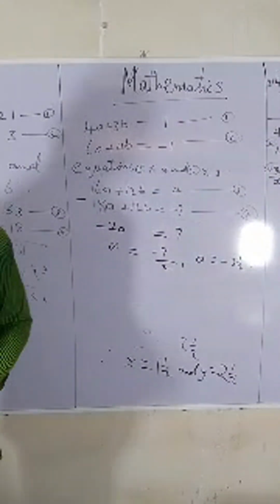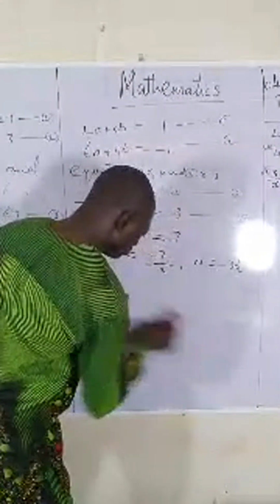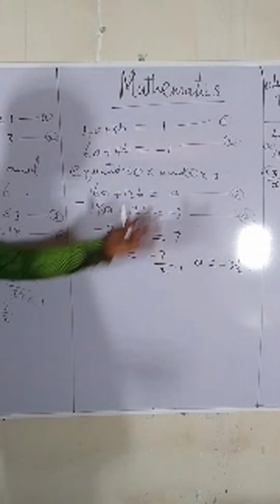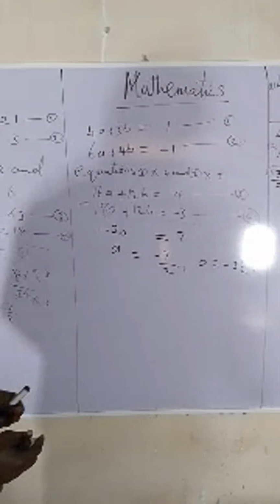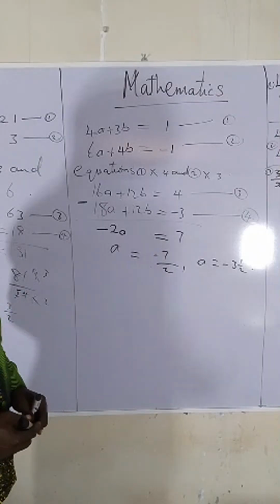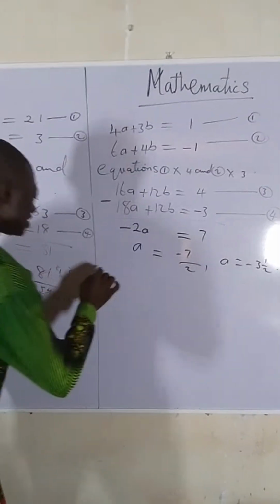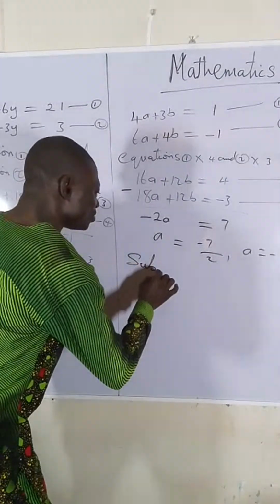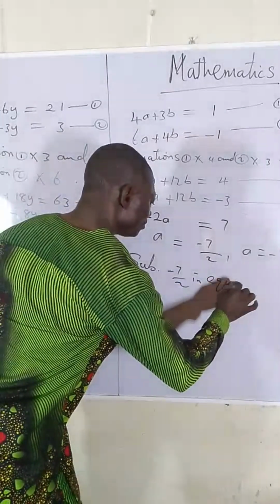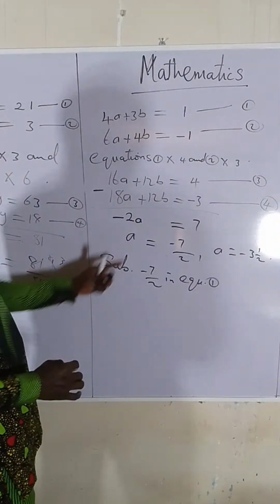Now we are going to substitute the value of a. Anywhere we see a in equation 1 or 2, we put minus 7 over 2. Let us do that immediately. When we do that, we are going to replace or substitute minus 7 over 2 in equation 1. Yes, anywhere you see a, you put minus 7 over 2.